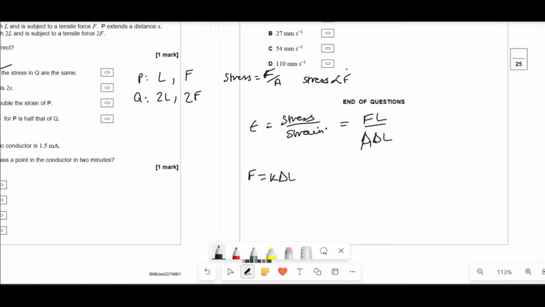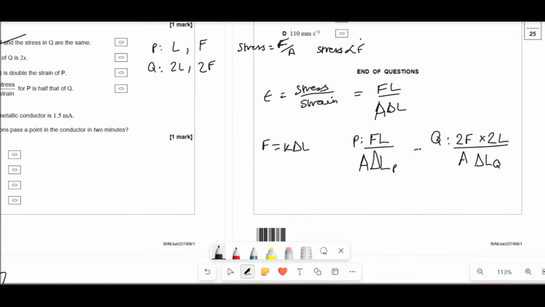Okay, so the Young modulus is always the same for any material, right? So that means for P, it would be F times its length over A times delta L. Cool. Now for Q, it's 2F times 2L over A times delta L Q. We don't know what the delta L for the other one was. They should be the same.